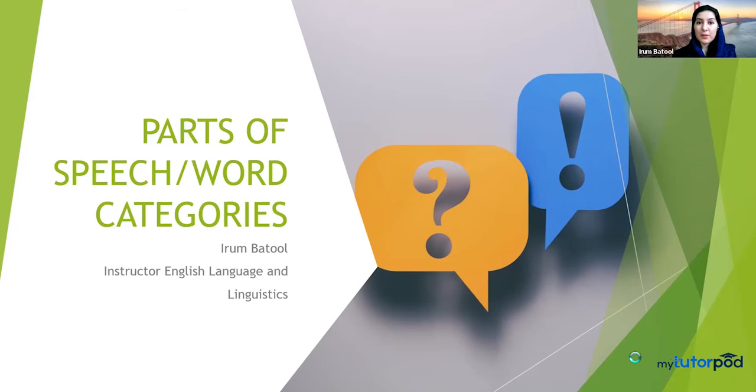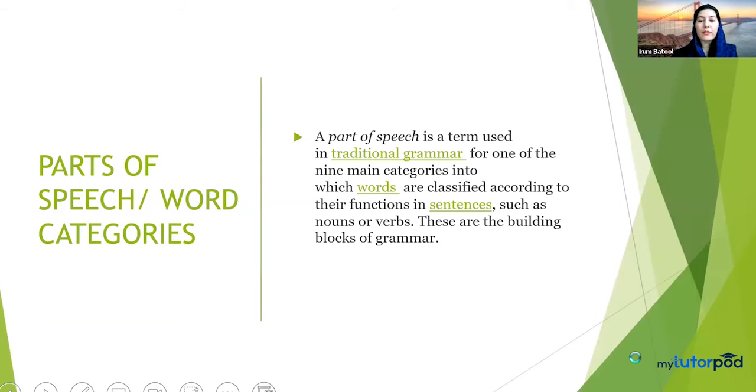The grammatical concepts that we are going to discuss in today's session are parts of speech, or the word categories in the English language. If we talk about parts of speech in the English language, we have different parts of speech. Basically, this term "part of speech" is used in traditional grammar for one of the nine main categories to which words are classified according to their function in sentences.